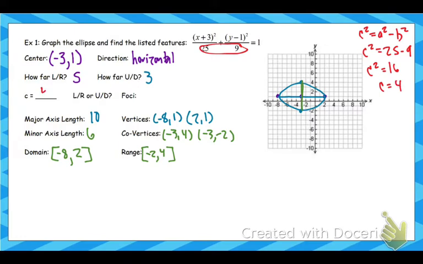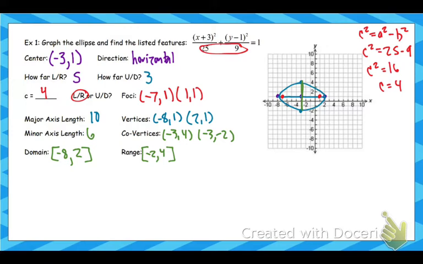4 is how far we're going to move from the center to plot the foci. Since this graph was wider horizontally, we're going to move left and right. So from the center, I'm going to go left 4 and right 4. So my foci would be at -7, 1 and 1, 1.